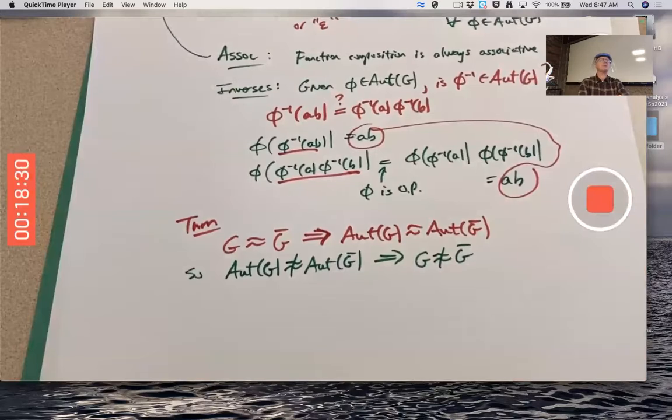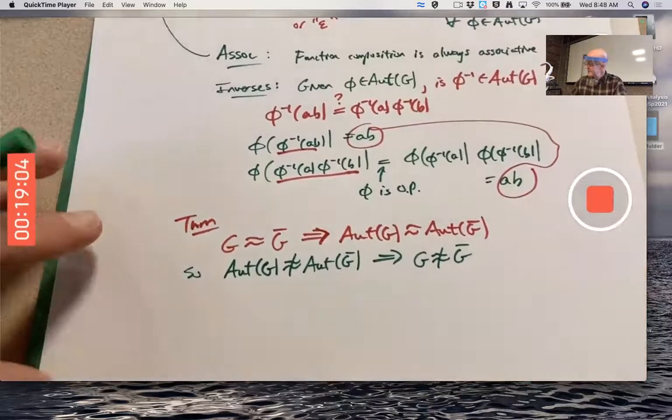You're wondering whether two groups, G and G bar, are isomorphic. If you can somehow compute Aut(G) and Aut(G bar), and those are not isomorphic, that would mean G and G bar themselves are not isomorphic. And that is a common application of the group of automorphisms. Sometimes the group of automorphisms is simpler than the group itself. Maybe it has fewer elements, for example.